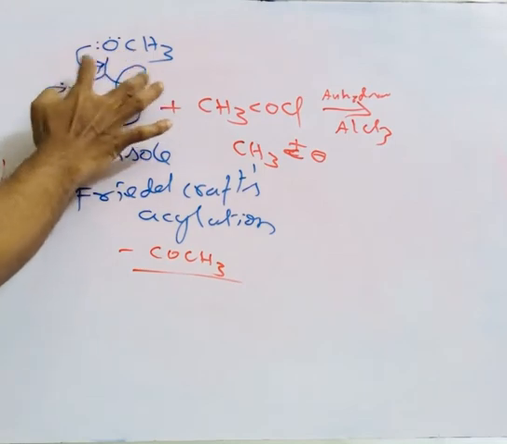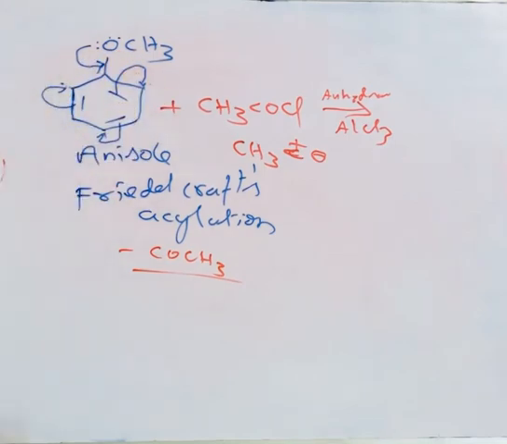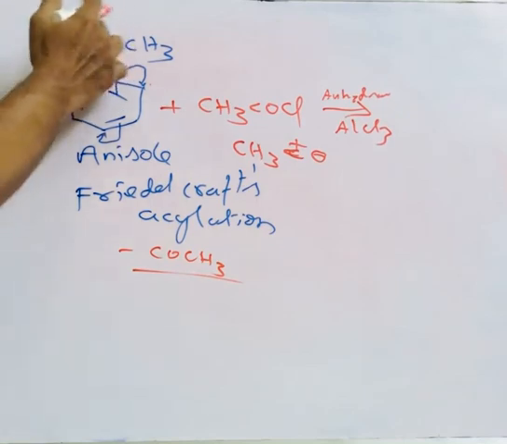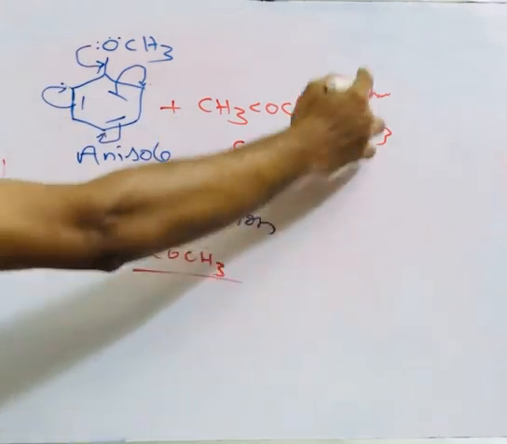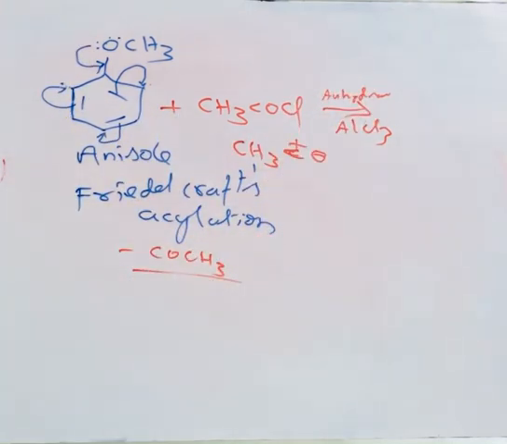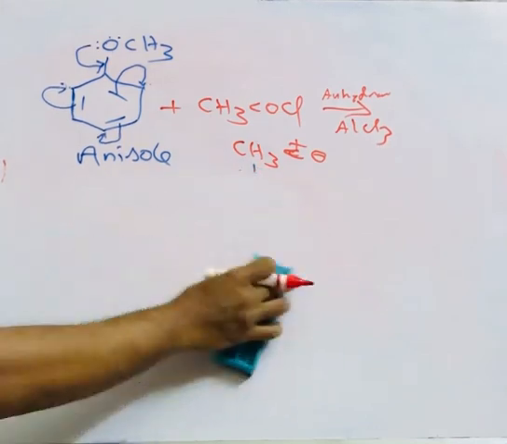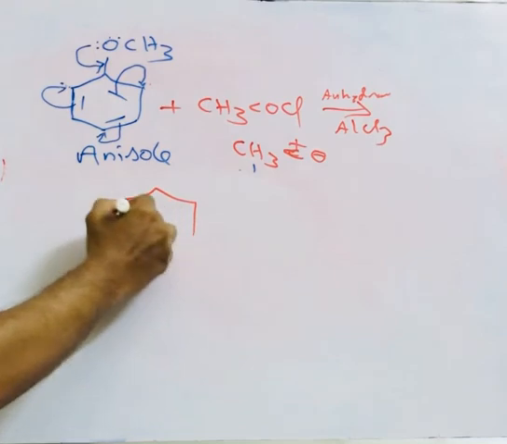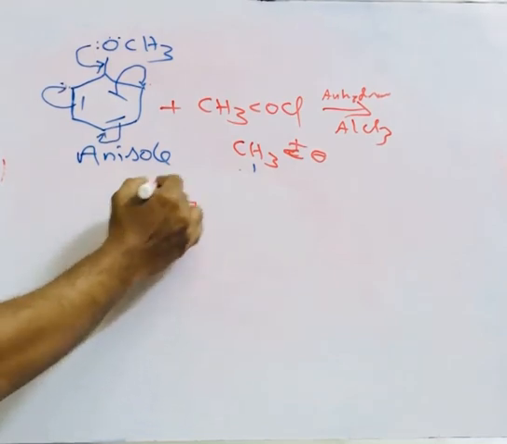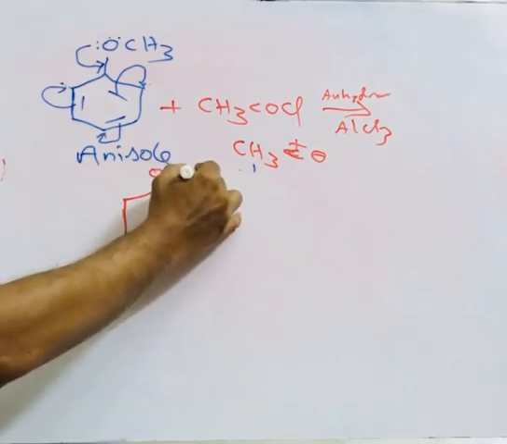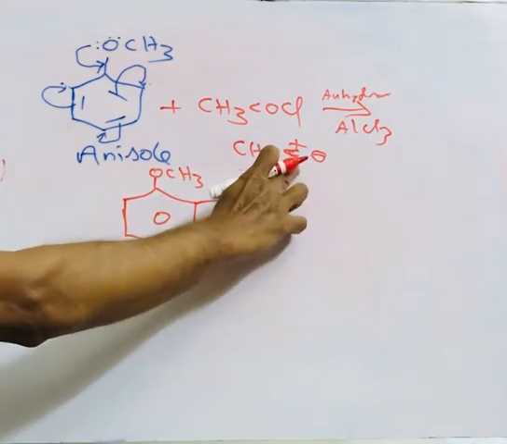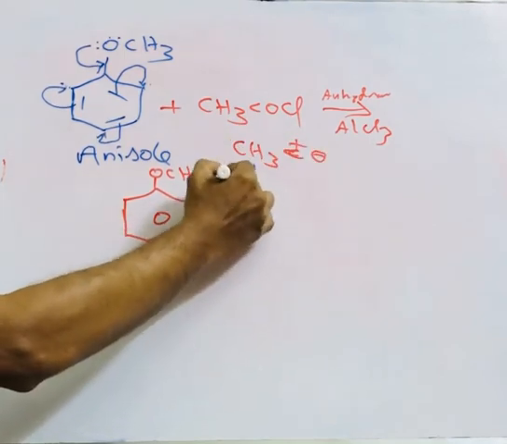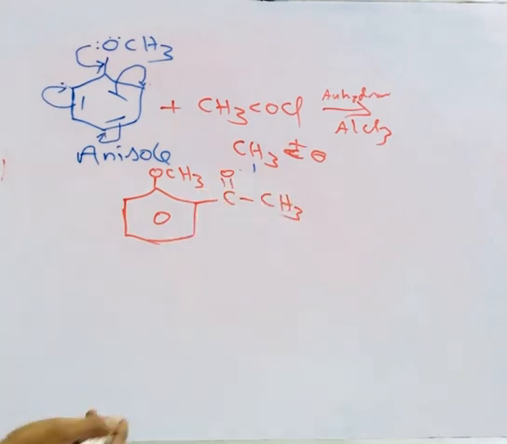So these 2 are ortho, either position is the same, and this is para. So I will get both ortho and para products. So I can get ortho substituted anisole. The products of the reaction: one is OCH3 here, and what will come? COCH3, C double bond O CH3. This is the way we need to write.